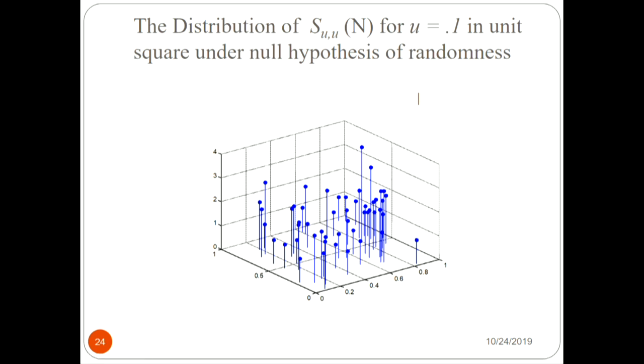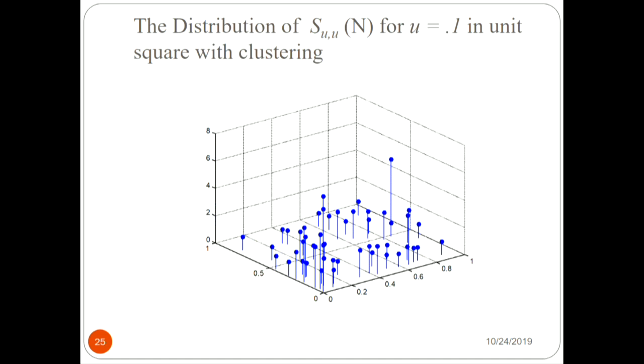However, since these are randomly distributed, this is not significant. It's not significantly higher compared to the other counts. But under the alternative hypothesis, there is clustering. In a certain area, there is an elevated count in certain moving windows, which is significantly higher.